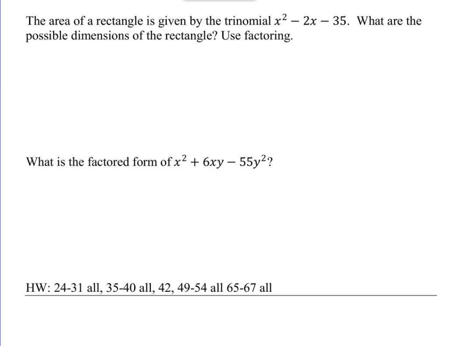All right, a couple more problems to work on here. As usual, at the end of the section, we talk about story type problems. We have the area of a rectangle is given by the trinomial. What are the possible dimensions of the rectangle? And then it says use factoring. So they're giving you a clue here. It says the area of a rectangle is given by. What should I do first, probably?